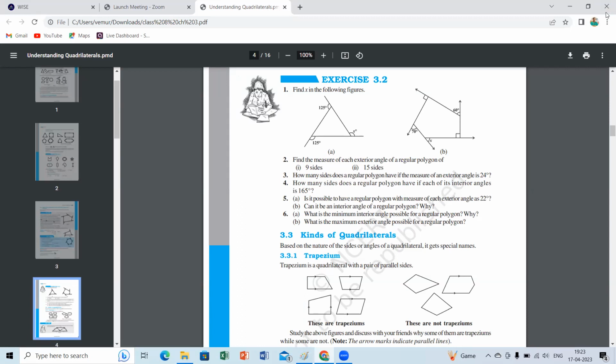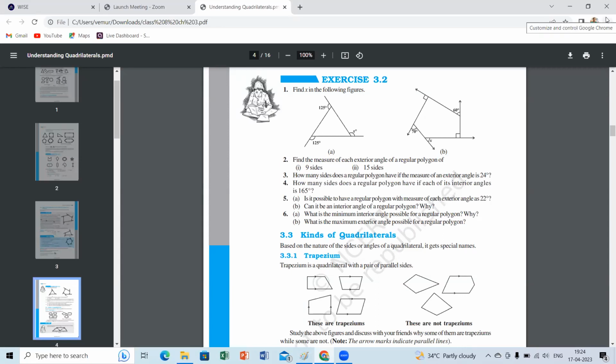165 plus what angle makes 180? It's 15 degrees, right? 360 by 15 is 24. Once again, the same question. These are all the same, children. The second, third and fourth are all the same, but the questioning is given differently. How many sides does a regular polygon have if each of its interior angles is 165? Now you can frame different questions based on the same concept. Hope you understood, children, how the questions change from second, third, and fourth, but the concept is the same.